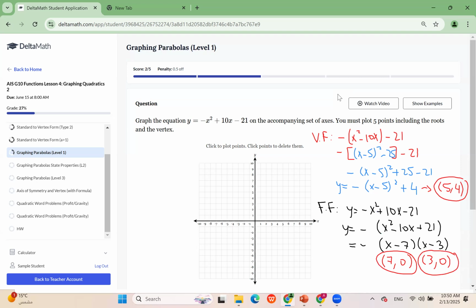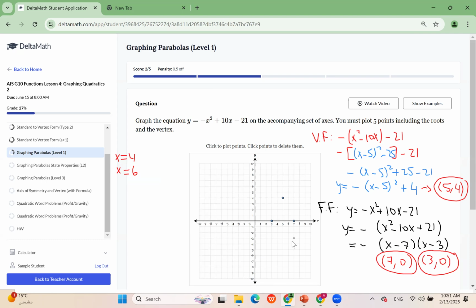So let's plot the points that we got so far. We have (7, 0), we have (3, 0), and we have (5, 4). Now we have 4 and 6. 4 and 6 can be the two values that we get for x, the two extra values. So x equals 4, x equals 6. We can plug in any form you want. I'm going to use factored form in this case, just for example.